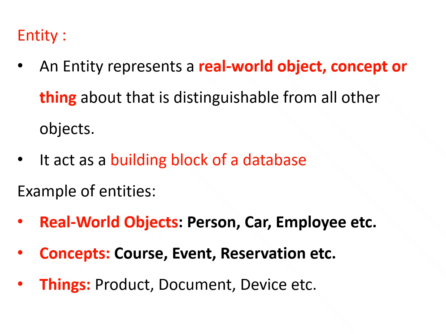First, the definition of entity. An entity represents a real world object, or we can say it's a thing or object that is distinguishable from all other objects. It acts as a building block of a database. Every object is considered an entity. For example, person, card, employee, board, all these things can be considered entities. Course, event, reservation are applications we have used for this entity, and for things, we can use a product, document, or device, anything.